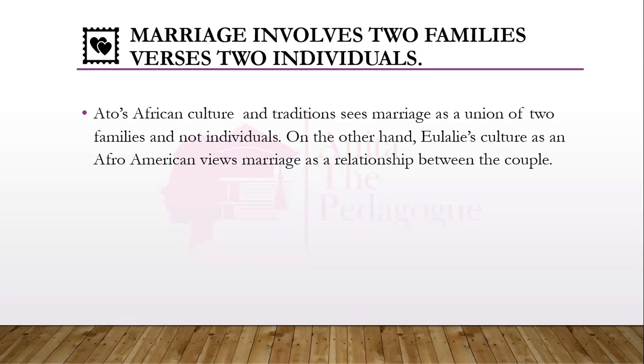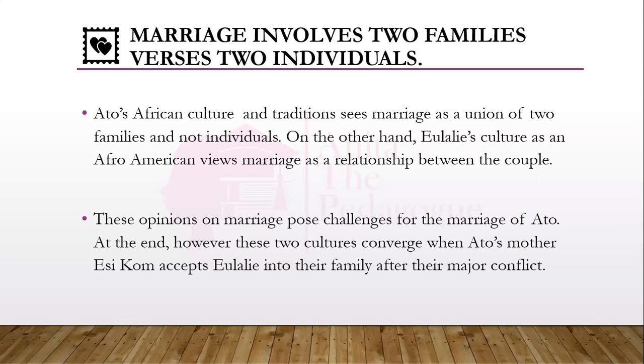But on the other hand, Oleli's culture as an Afro-American views marriage as a relationship between the couple. There's just the 2 of them. These opinions on marriage pose challenges for the marriage of Ato. At the end of the drama, we realize that these 2 cultures actually come together when Ato's mother Esikom accepts Olali into their family after their major conflict where Ato slaps her.